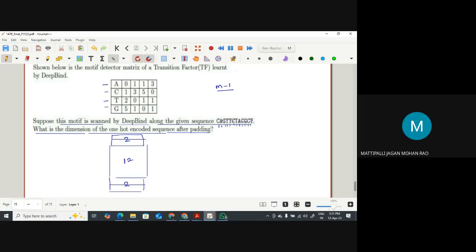No, M, why are you taking 3 here? Oh, sorry, it is 4. This is 4. Sorry, 3 and 3. Yeah. So this is 18. 18 cross 4. Okay. Yeah.